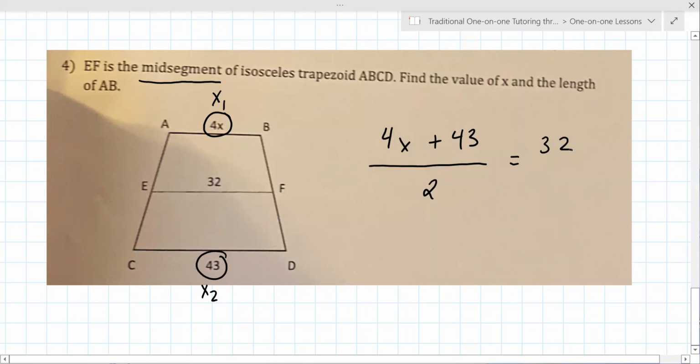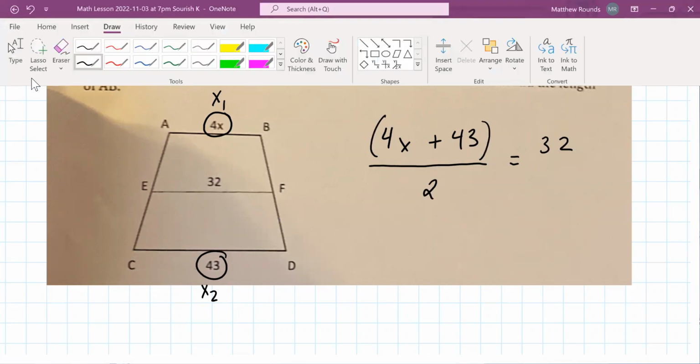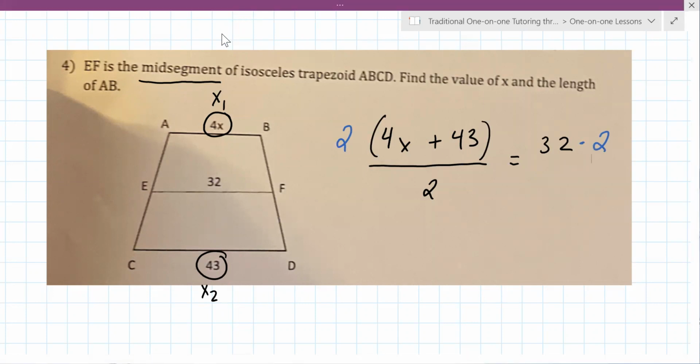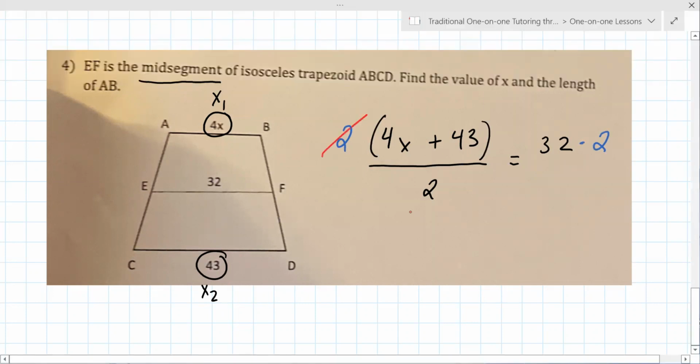Okay. So that's 32. All right. So how do you undo division by 2? Division by 2, you have to multiply. So you multiply both sides by 2. I'm going to switch colors here. Times 2, times 2. Now on the left, this is very important. On the left, it cancels. Yes.